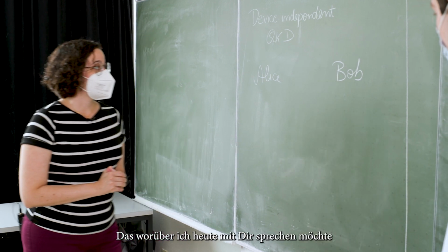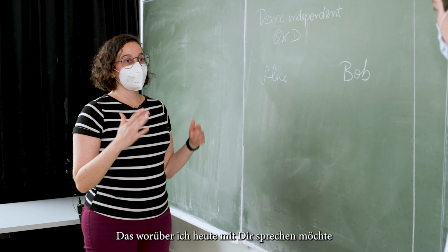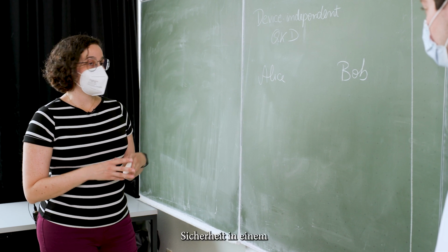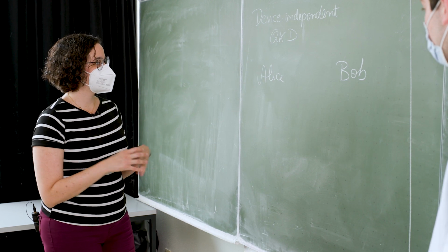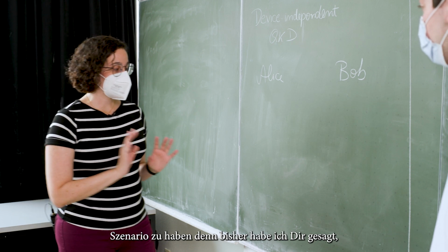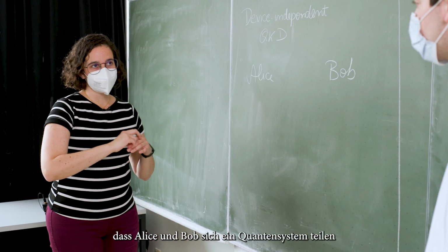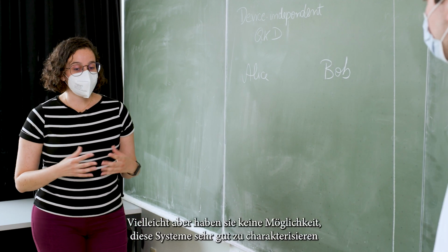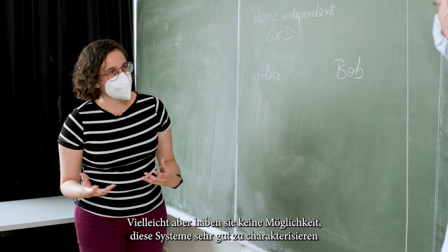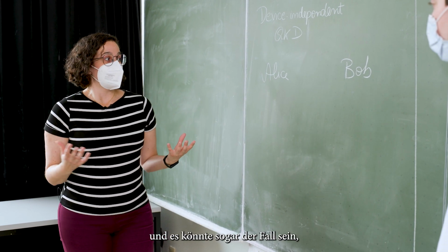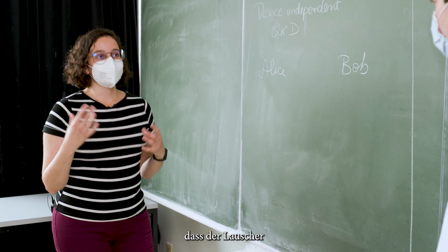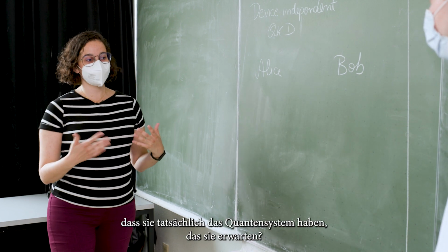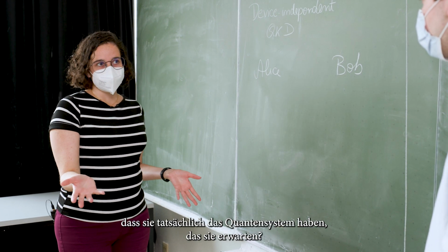Okay? But actually, I want to talk to you about something a little bit more advanced, because quantum mechanics allows us to have security in an even more adversarial scenario. Because so far I told you that Alice and Bob share quantum systems, and they are going to make measurements on these systems. But maybe they don't have a way to very well characterize these systems, or maybe it could be even the case that the eavesdropper is preparing the systems that they are going to measure. So how can they be sure that they actually have the quantum system that they expect to have?